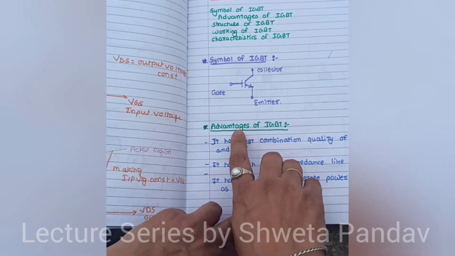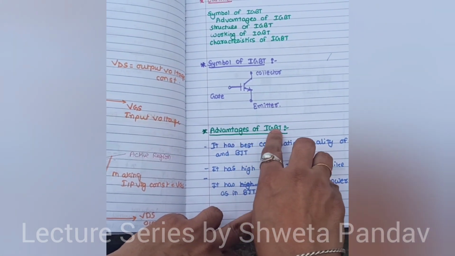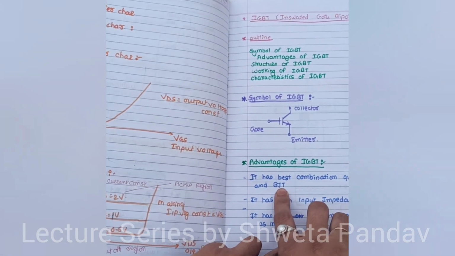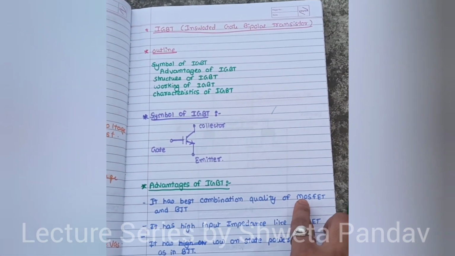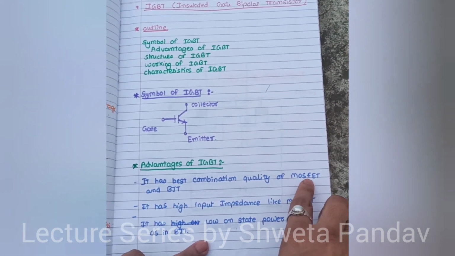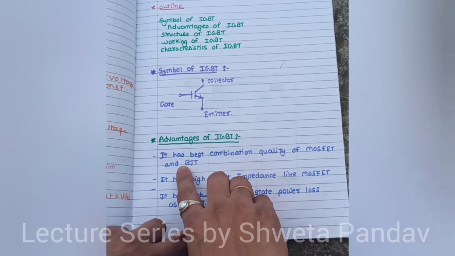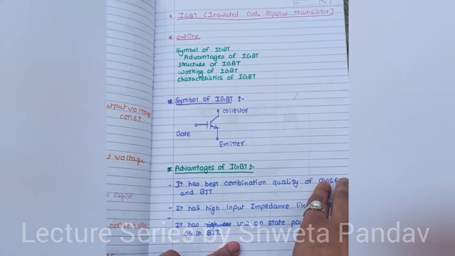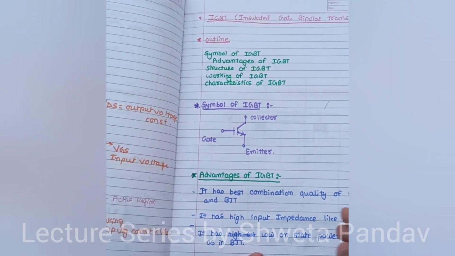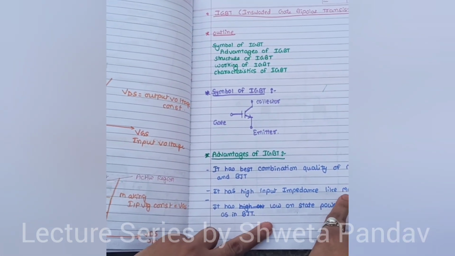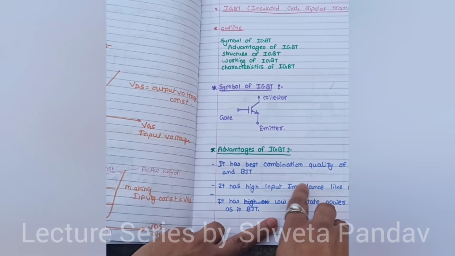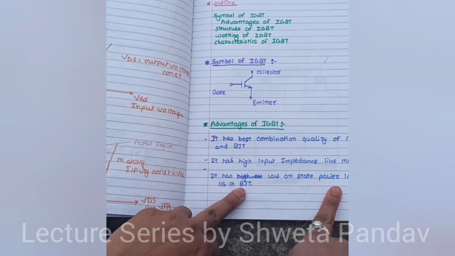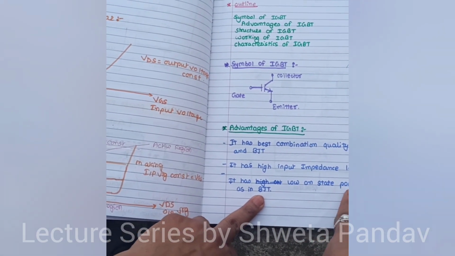Next, let us see what the advantages of IGBT are. IGBT is nothing but a combination of MOSFET and BJT. In the previous class we had seen what is meant by MOSFET, metal oxide semiconductor field effect transistor, and BJT stands for bipolar junction transistor. So it has some characteristics of MOSFET as well as some characteristics of BJT. The characteristic of MOSFET is high input impedance, so the IGBT has high input impedance. And the characteristic of BJT is low on-state power loss.